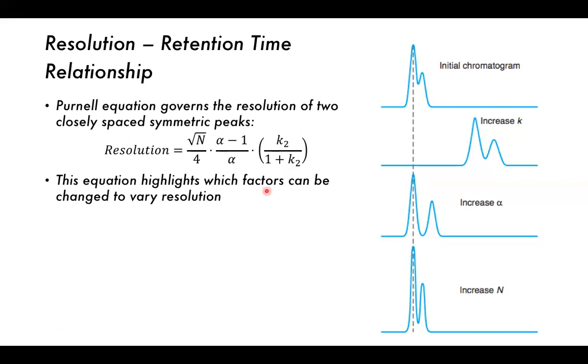So the equation highlights which factors can be changed to vary resolution. If we have the initial chromatogram here and we increase k, we see that we get resolution, but the elution time increases. If we increase alpha, we can see that we get a good separation. It's not really compromising on time, but the peaks do tend to broaden a little bit. Increasing the number of plates does not significantly improve the resolution because we still have an overlap of the two peaks, although they do become more narrow, and so we do get a faster elution time.